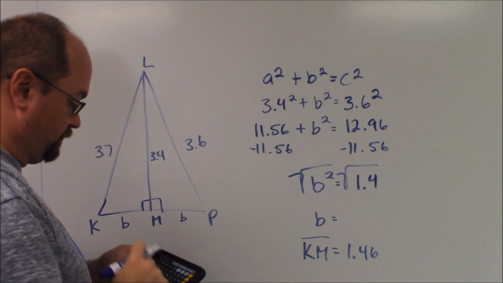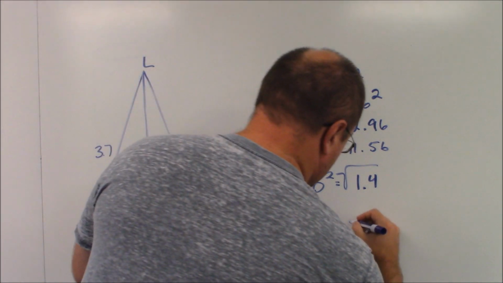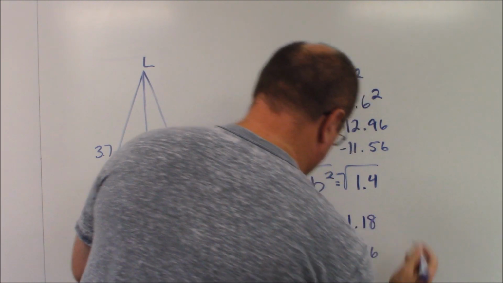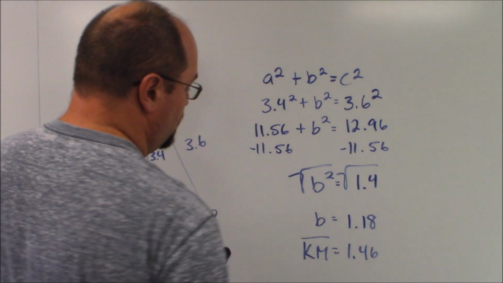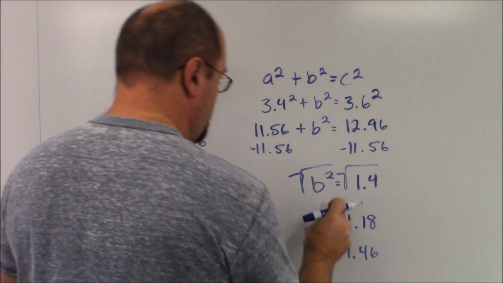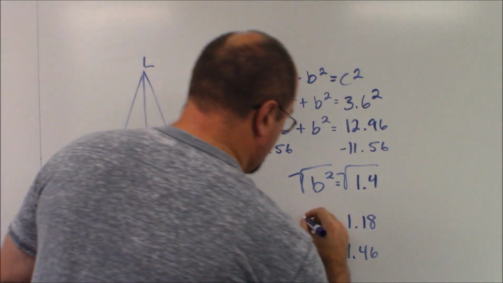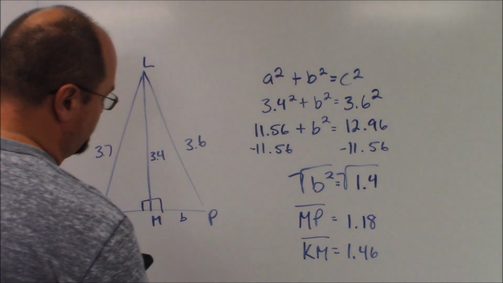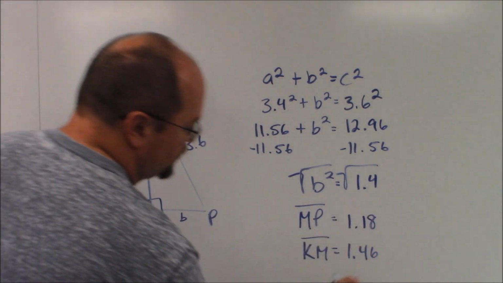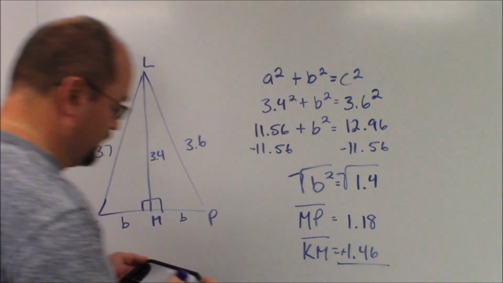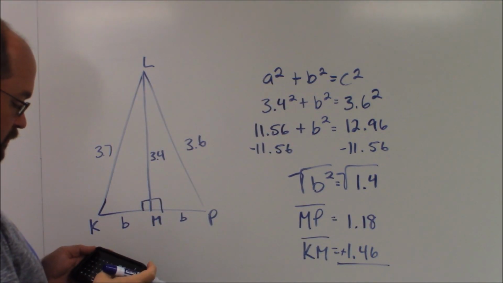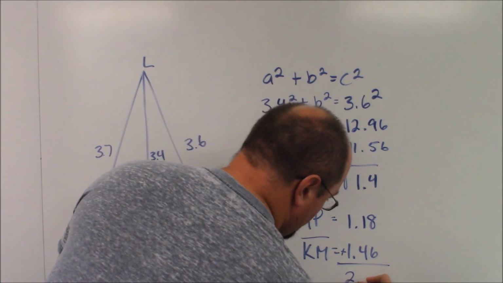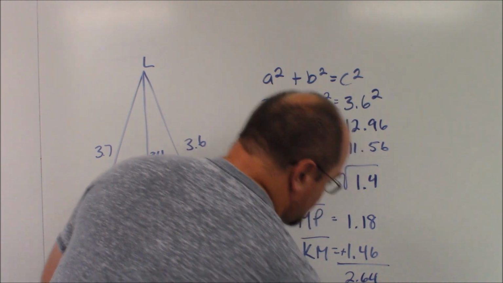Take the square root, and I get 1.18 for my MP segment. And now, to find from K to P, I just need to add these two numbers together. And I'm going to get 2.64.